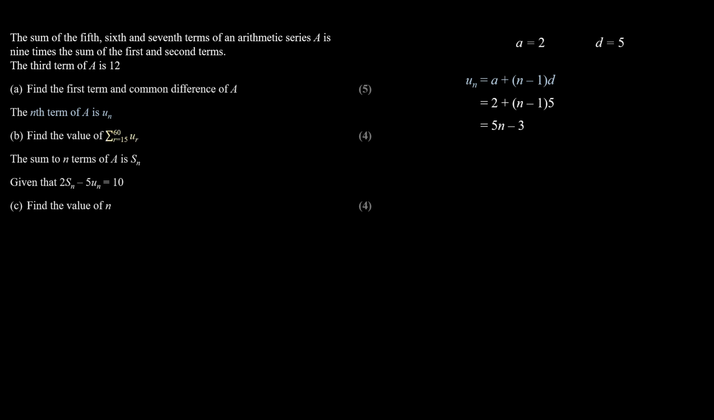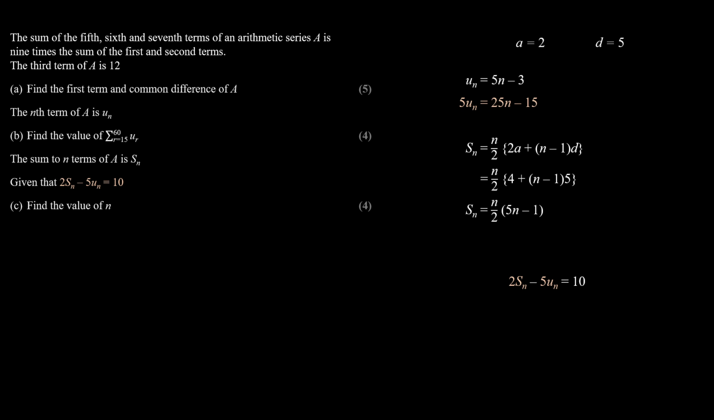Next, we need to find the summation from the 15th to the 60th terms. In this summation, the first number is 72, and the last number is 297. The number of terms is 46. We use the formula n over 2 times the sum of the first and last terms to calculate the summation. Solving the expression gives 8,487, which is the summation from the 15th to the 60th terms.